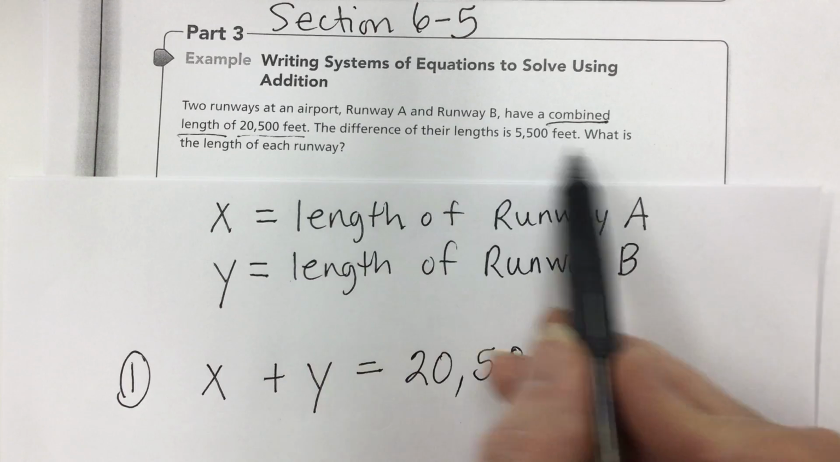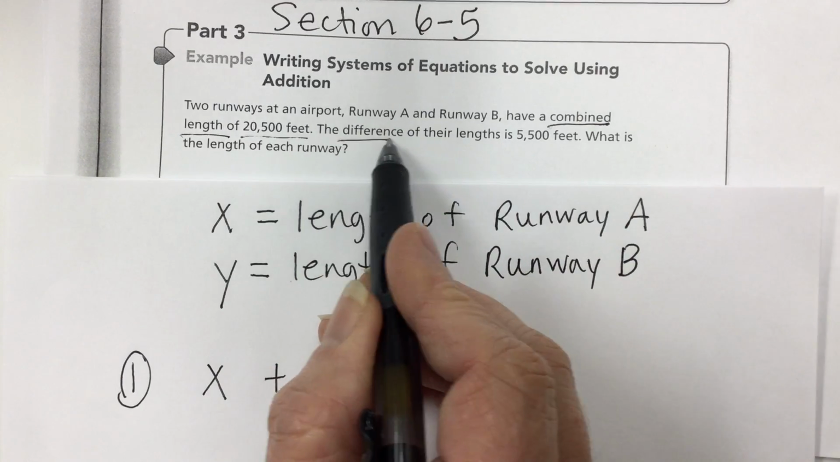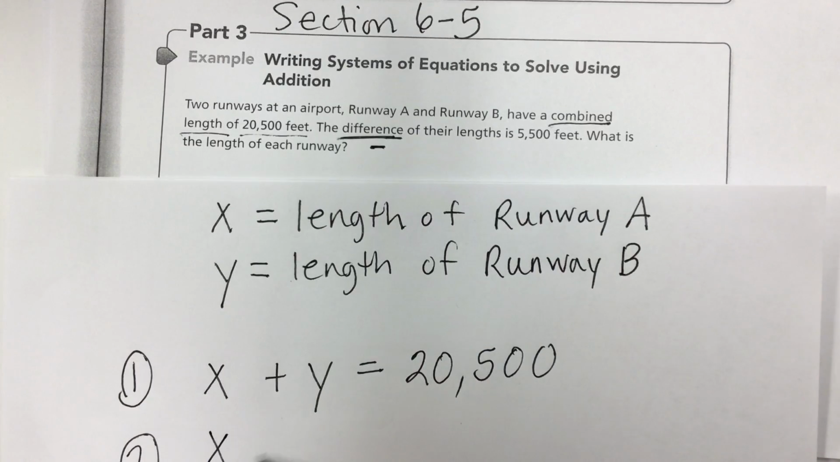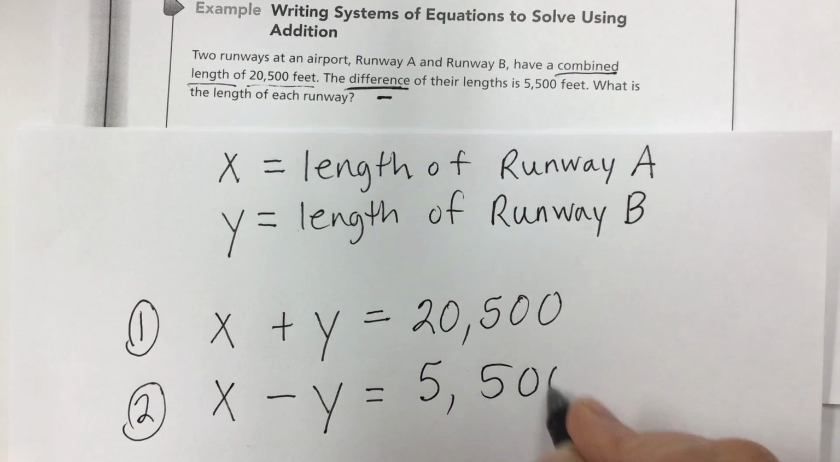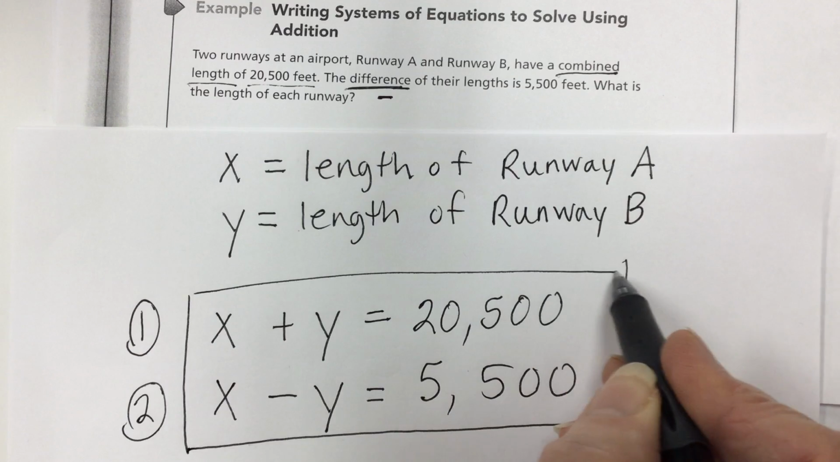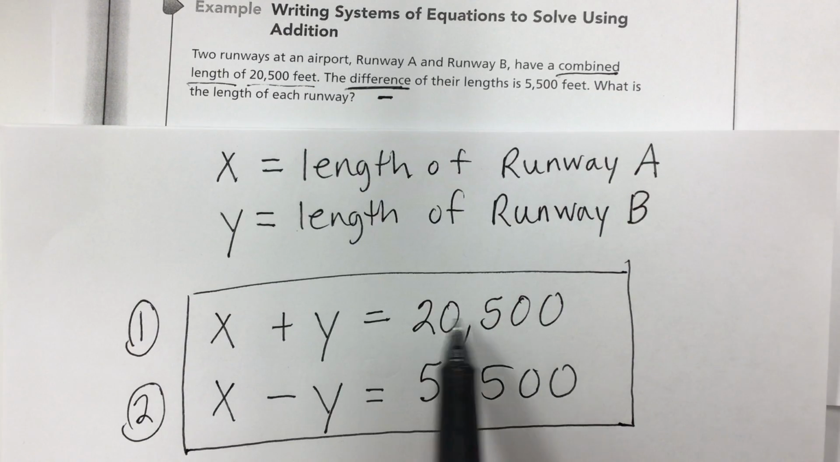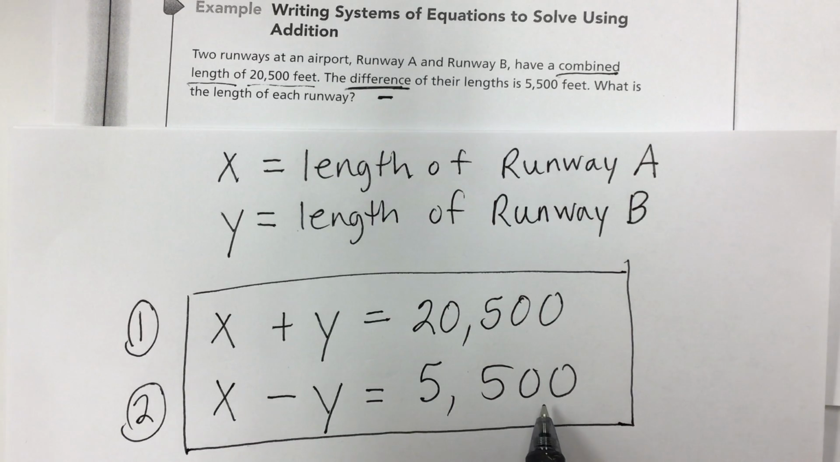Now let's take the second sentence. The difference of their lengths is 5,500 feet. Difference means to subtract. So for equation 2, when I subtract their two lengths, the difference of their two lengths is 5,500. So I now have my two equations. This is the system of equations that I'm going to be solving to determine the length of each runway. I was told that their combined length was 20,500, and I was told the difference in their lengths was 5,500.